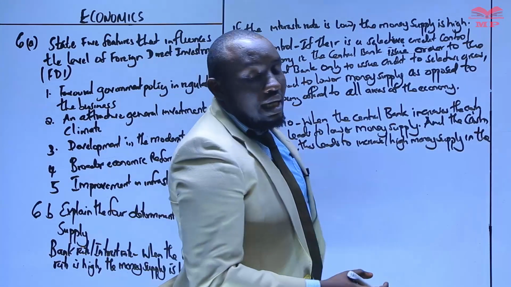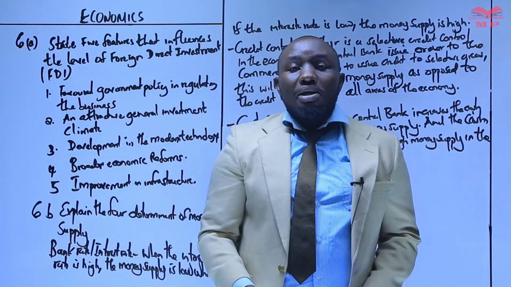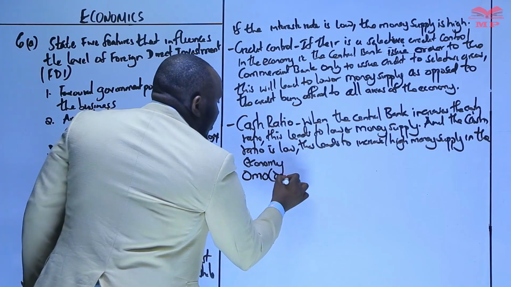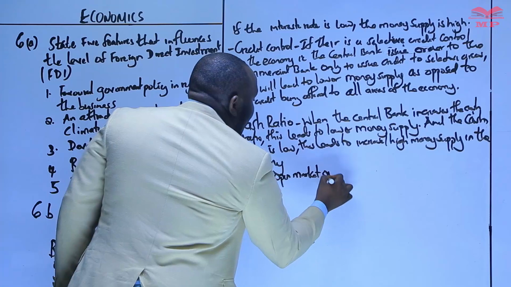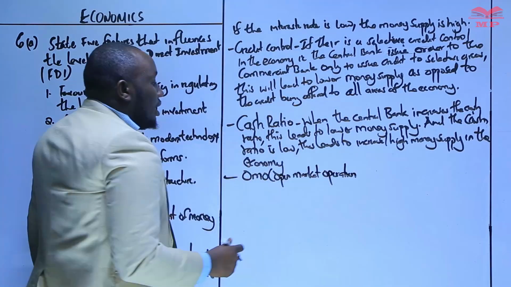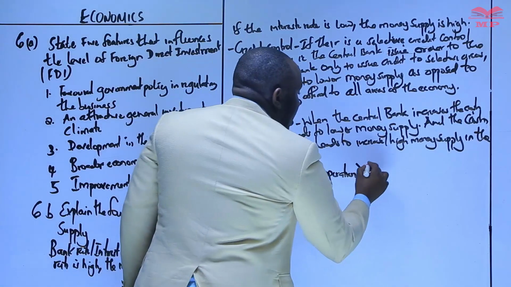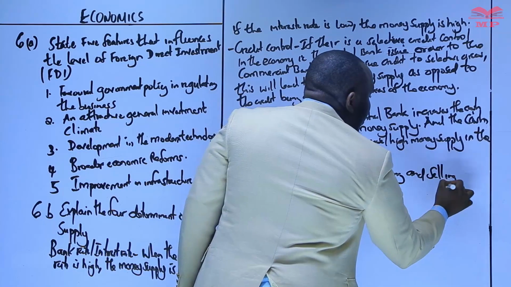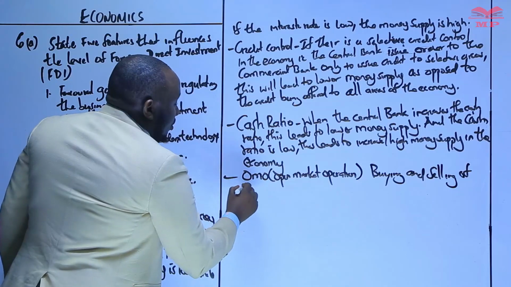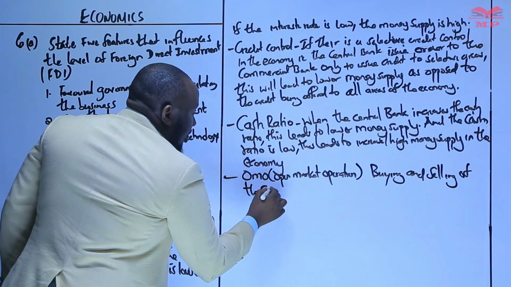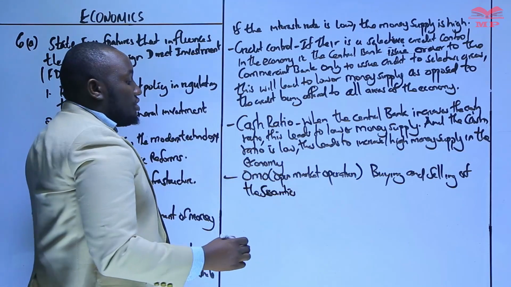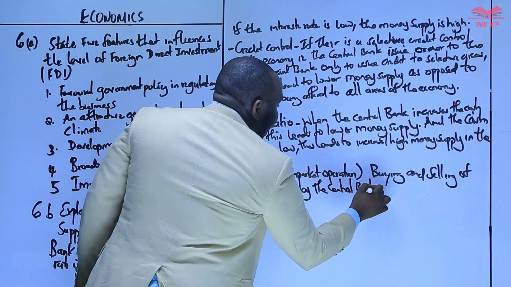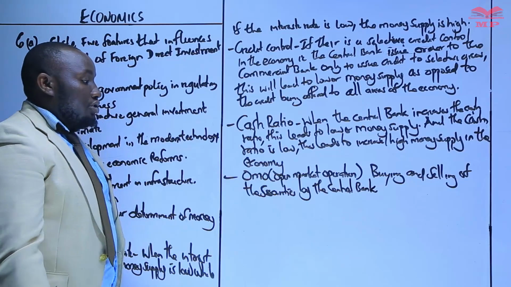Another factor that will determine the level of money supply in an economy is what we call open market operations, OMO. When you talk about open market operations, this is the buying and selling of securities by the central bank.